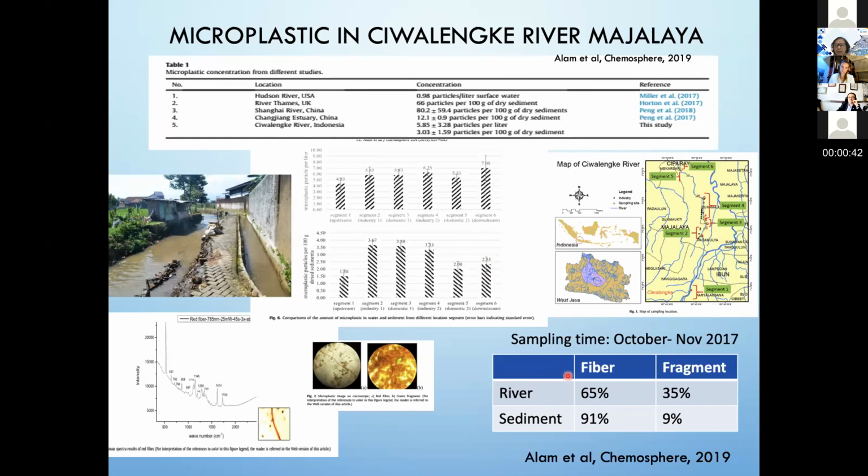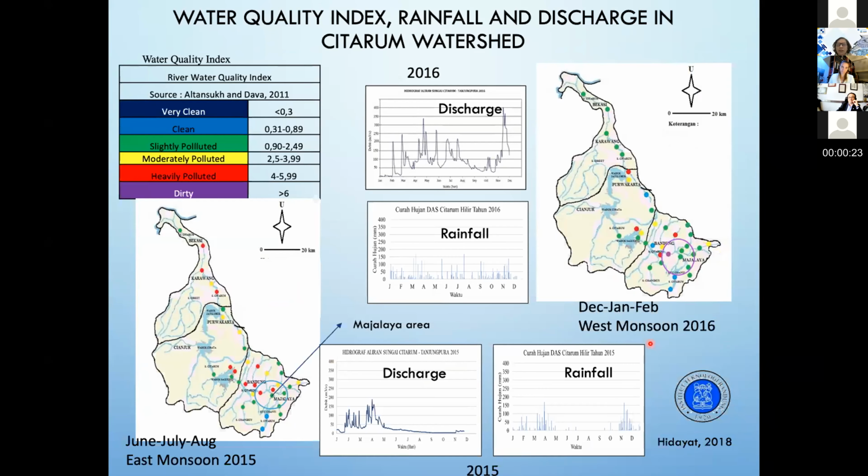And the result from the river is 90% fiber and fragment is 35%, and sediment is 95% and only 9% in fragment. And this is also the same location, but we use the water quality data to see the health of this river. And this was conducted in June and July 2015. And you can see this is discharge and rainfall. And this is the location that has been done in Majalaya in that river.